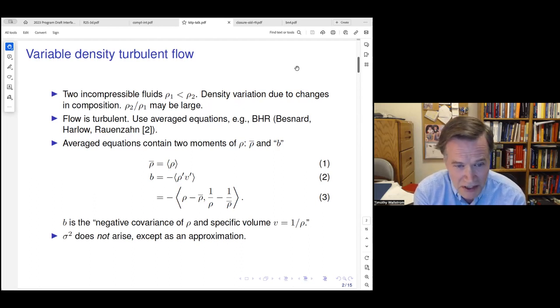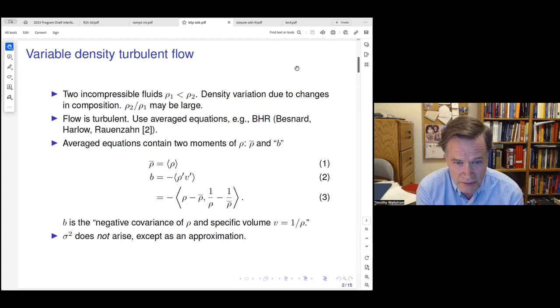They call it B. I tried calling it the buoyancy coefficient when I talked about this somewhere else, and then people told me, "Oh no, that's something different." So we'll just have to call it B. But B is the negative covariance of the density and 1 over the density, or the specific volume.